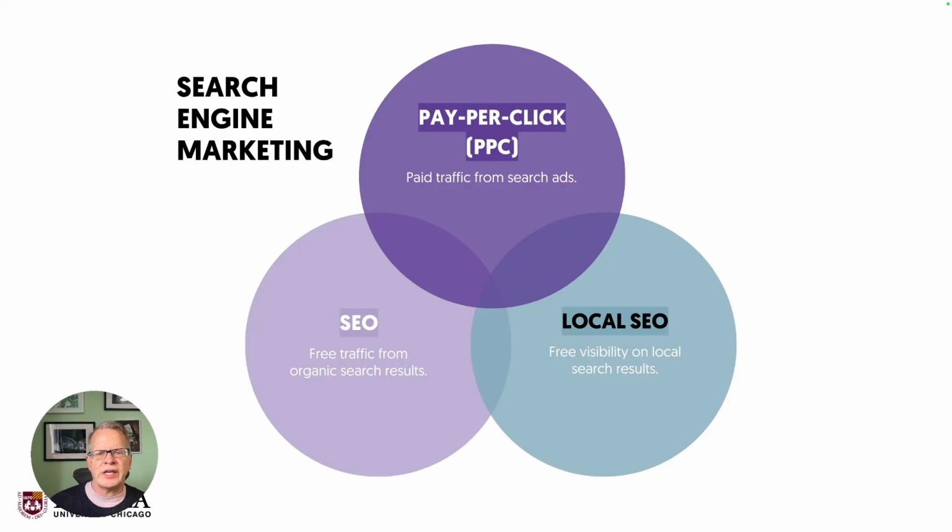So search engine marketing is generally three components. The pay per click, PPC, that is the paid traffic from search ads. You have your local SEO, which we talked about last week, those free visibility on local search results. And then finally is the SEO, that free traffic from organic search results.